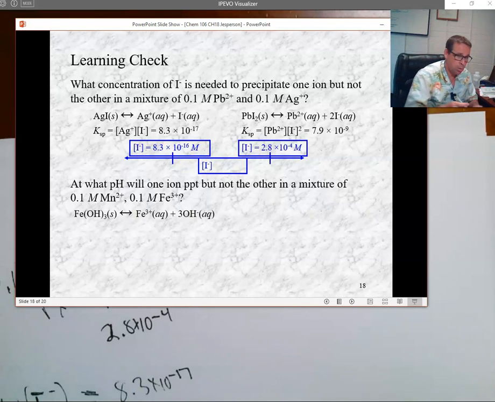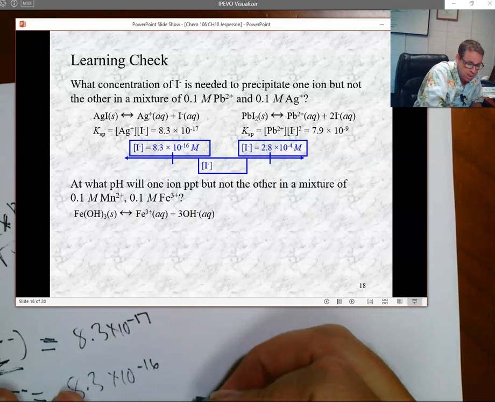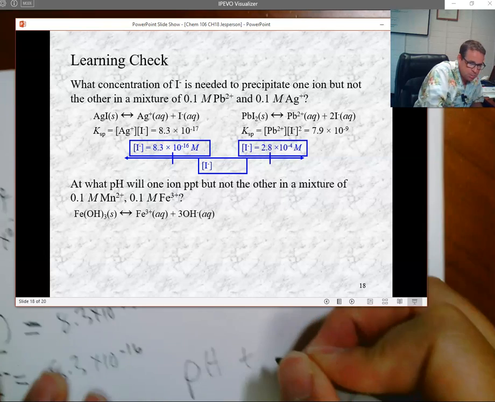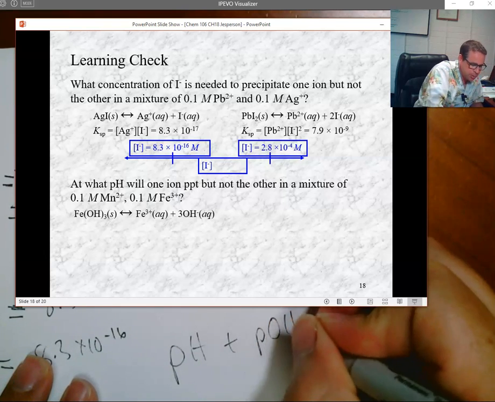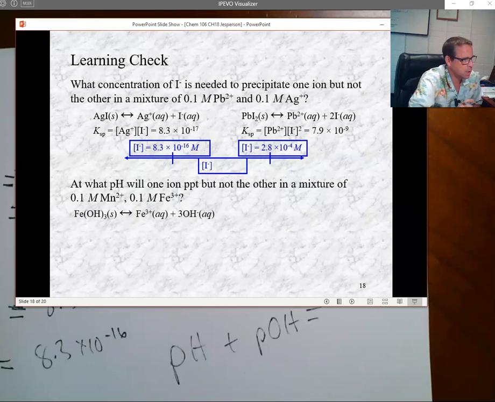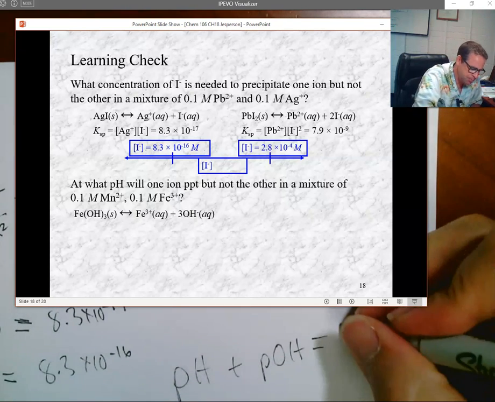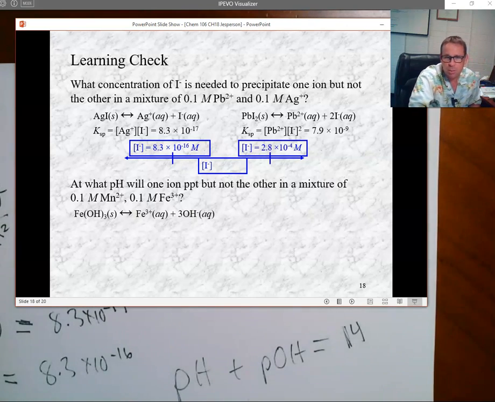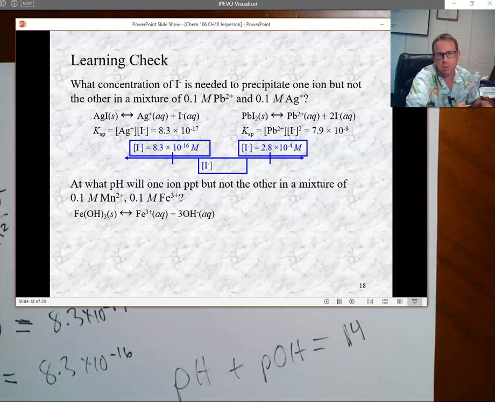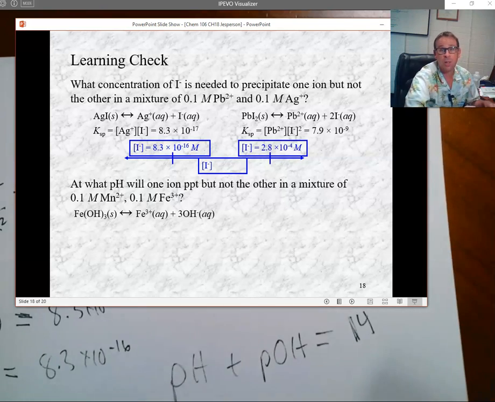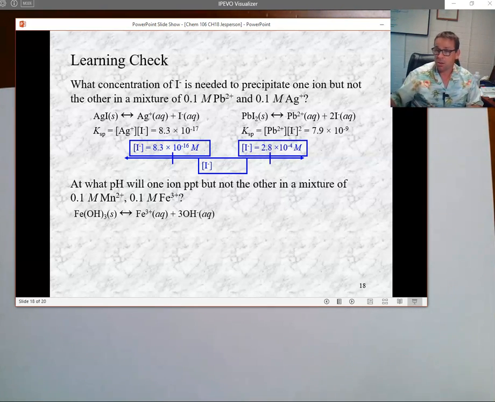Because we know that pH plus pOH equals what, Alyssa? 14. That's right. So we have a pH meter, we know what the pH is, we know what the pOH is, and from the pOH we can identify the hydroxide ion concentration.